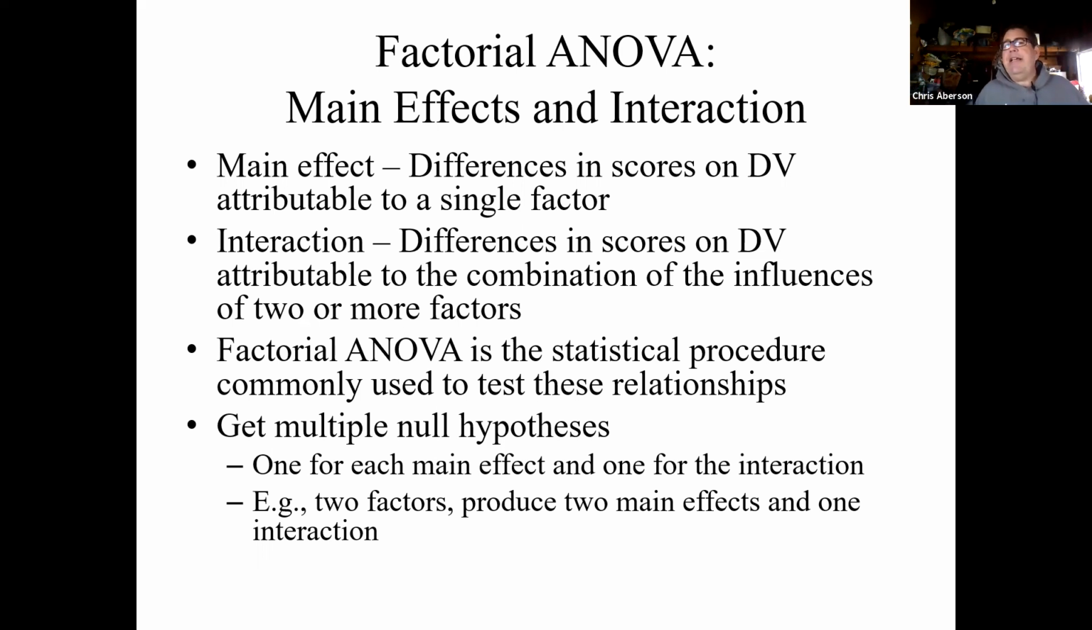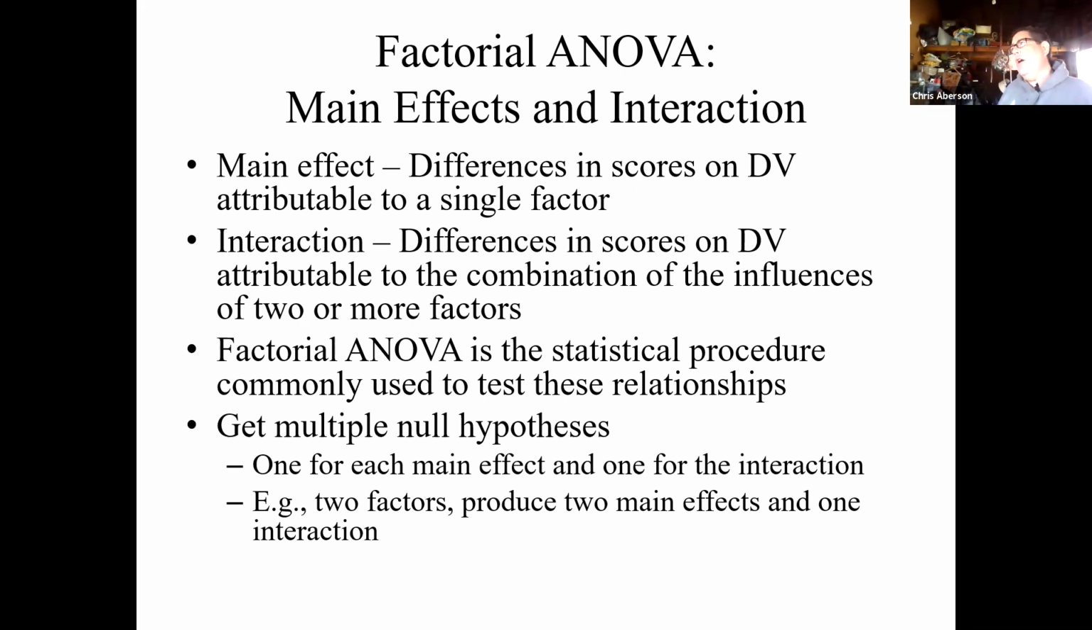The interaction is the differences in the scores on the outcome variable that are attributable to the combination of the influences of the two factors. It's not factor A, it's not factor B, it's some combination of the two acting together. Factorial ANOVA is the statistical procedure most commonly used to get at those relationships. And we'll see that the big change here is instead of getting one null hypothesis, we actually end up with three, one for each main effect and one for the interaction.